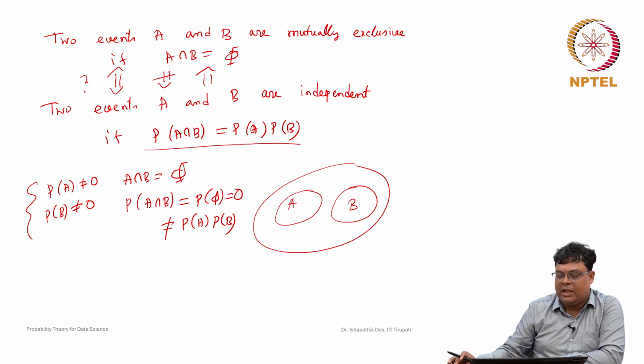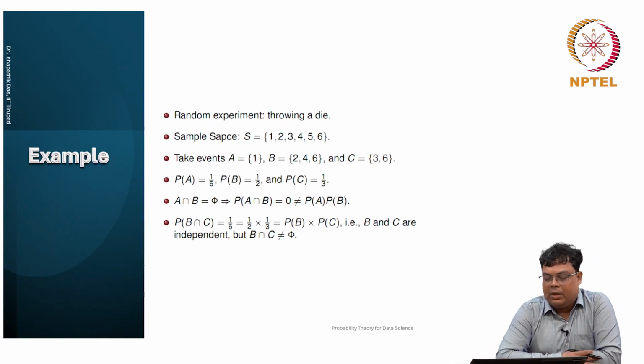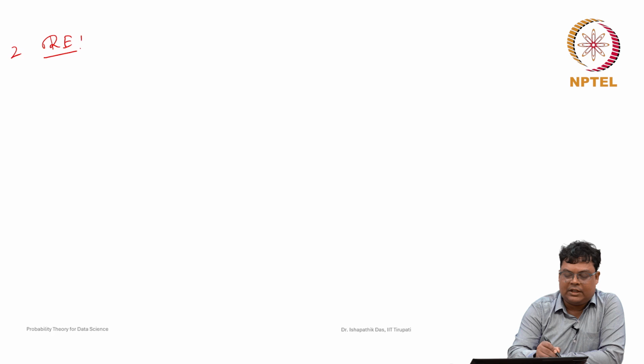Let us discuss one numerical example. Here, let us consider a random experiment of throwing a die. So, the sample space S is nothing but 1, 2, 3, 4 and 5. We have given this example as a second example. The sample space, so this is rolling a die.